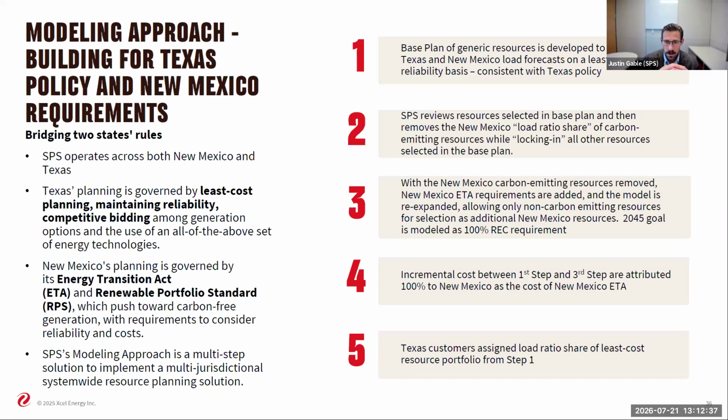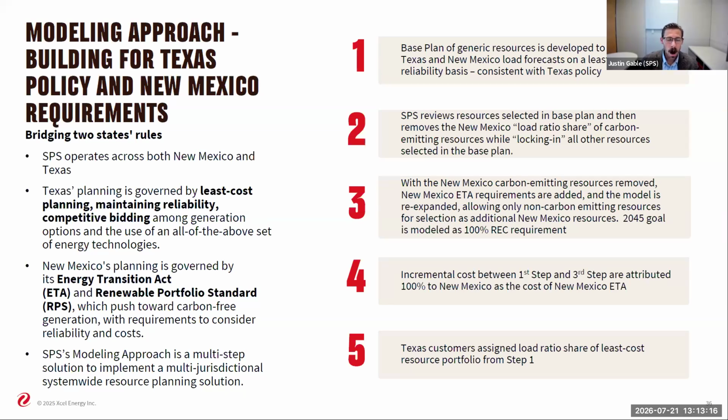Now, when we move on to the next step, we review the resources in the base plan, and we take those New Mexico load ratio of carbon emitting resources and remove them while locking in the other resources of the base plan. Once those are removed, we allow them all to re-expand with no non-carbon emitting resources, and a 2045 goal is modeled as a 100% REC requirement. Now, to your point, Darren, earlier, the law is not 100% REC generation. The law is 100% carbon free.